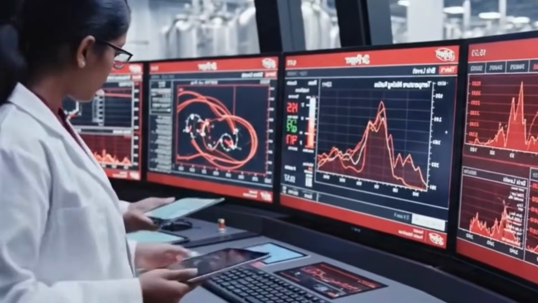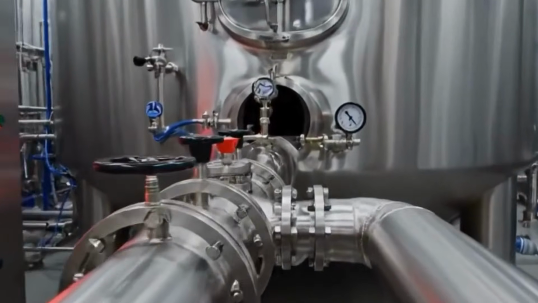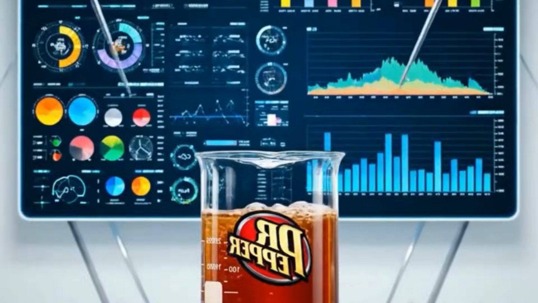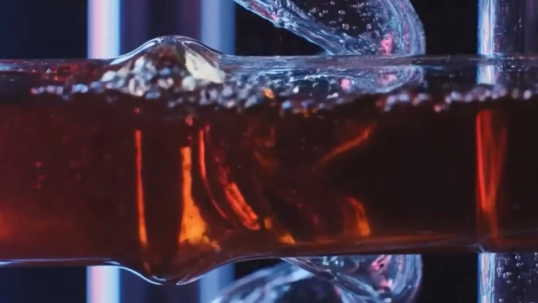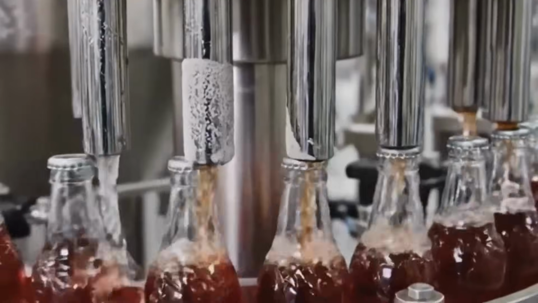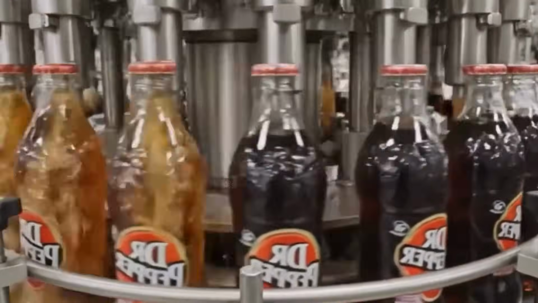The syrup is piped into chilled storage tanks, each lined with food-grade epoxy to prevent contamination. These tanks are agitated at controlled RPMs to keep the syrup uniform. From this point, the syrup is mixed with the purified water. This occurs inside a continuous blending unit known as a proportioner.